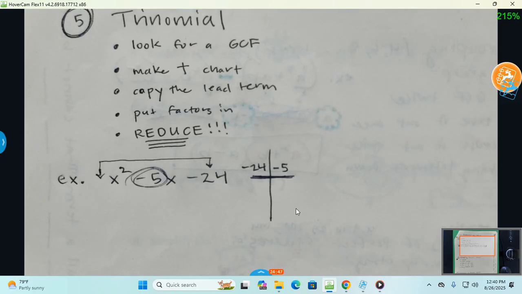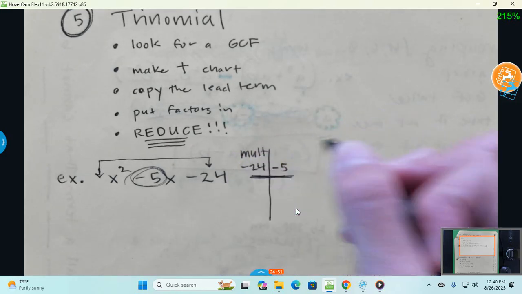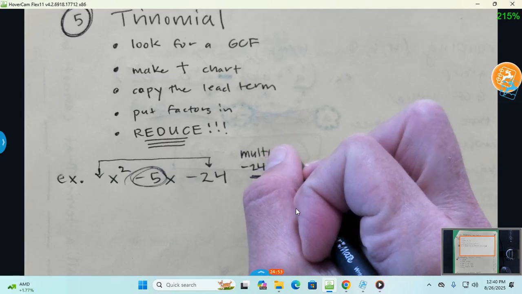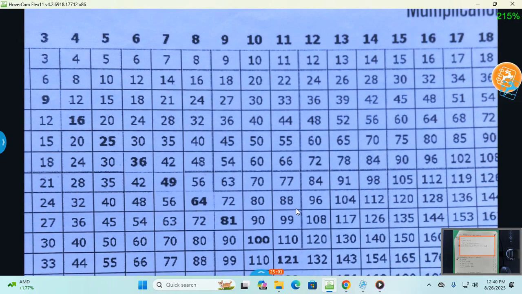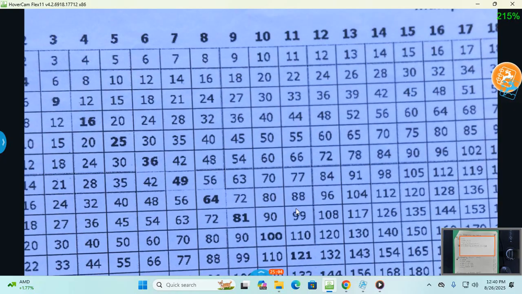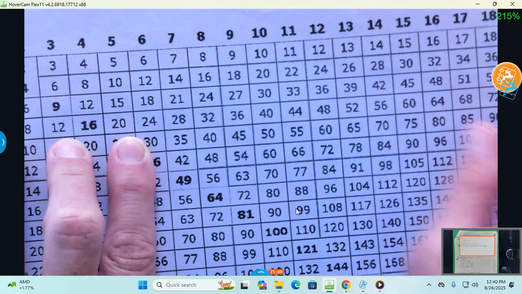All right, so what we need to do is find two factors that multiply together to give us a negative 24, and those exact same factors have to add together to give us a negative 5. Now, if you're not quick on your mathematical facts, that's where this sheet comes in handy. You can look through it and find 24. All right, there's a 24, 6 and 4 right here.